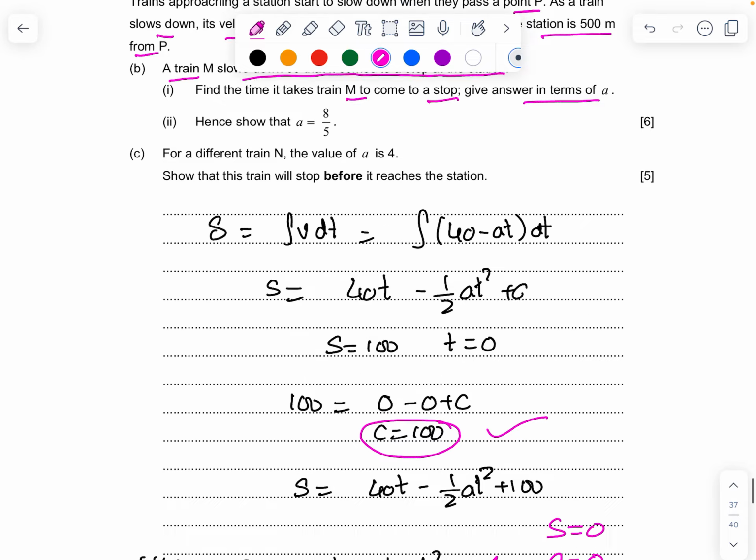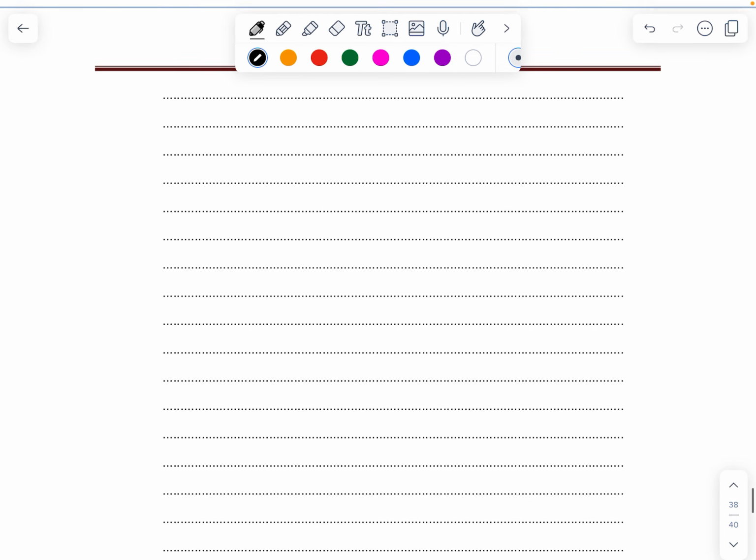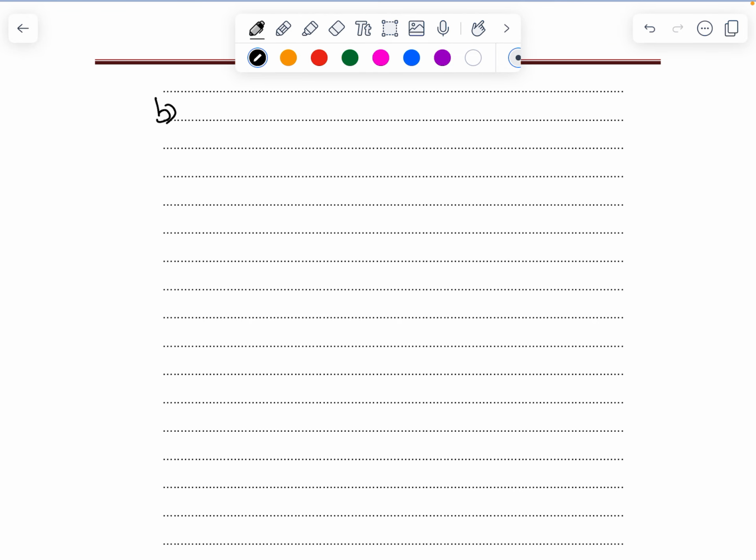For part B, what am I going to do? It should stop at the station. The train should stop at the station. If it is stopping at the station, velocity should be equal to 0. So we know that 40 - at should be equal to 0. That gives me the value of t as 40 upon a.